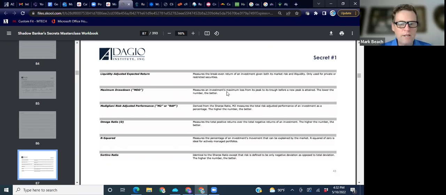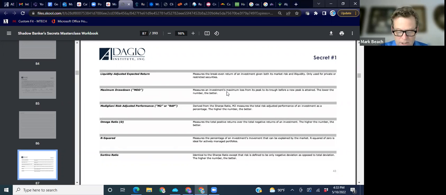Now we were starting to talk about these six performance measures. You've got the liquidity adjusted expected return, which measures the break-even return of an investment given both its market risk and illiquidity. It's only used for private or restricted securities, so again, that's one of those more specialized uses. The next one is maximum drawdown, MDD, and it measures an investment's maximum loss from its peak to its trough before a new peak is attained. The lower the number, the better, and so that's one that Ben seems to like.